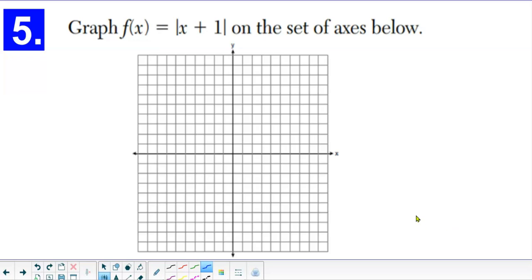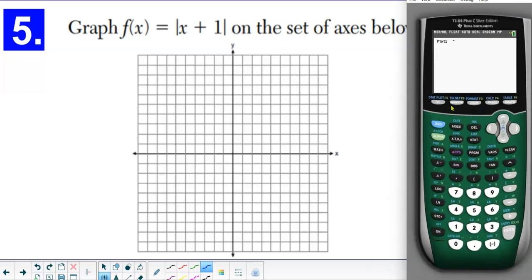Number 5. Graph the function, the absolute value of x plus 1 on the set of axes below. So I'm going to use my y equals button here. I'm going to type the absolute value bar signs. And there's a couple of ways you can do it. One is in the alpha F2 menu, right? So I can choose absolute value there. So when you're in the y equals button, you can type alpha window, alpha F2, to get the absolute value function feature.